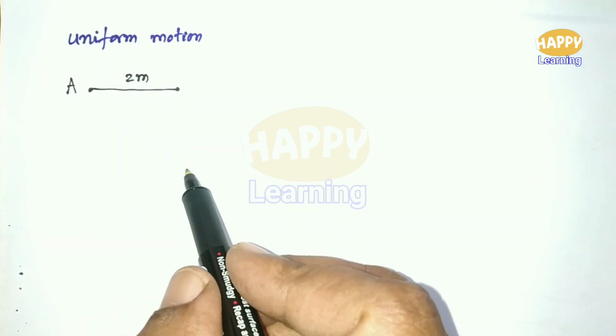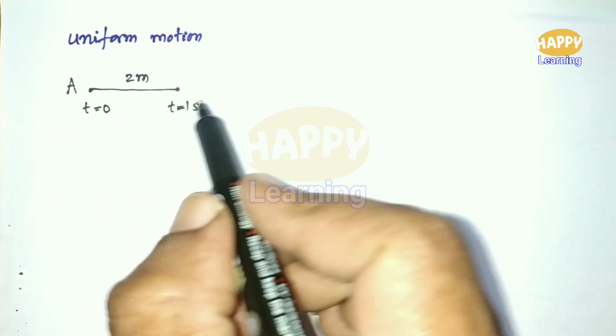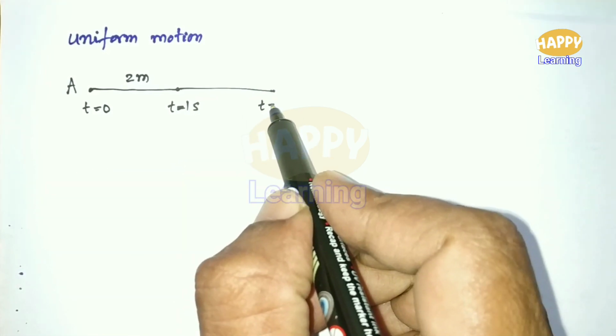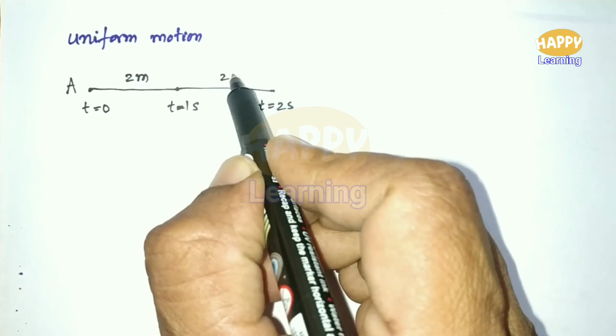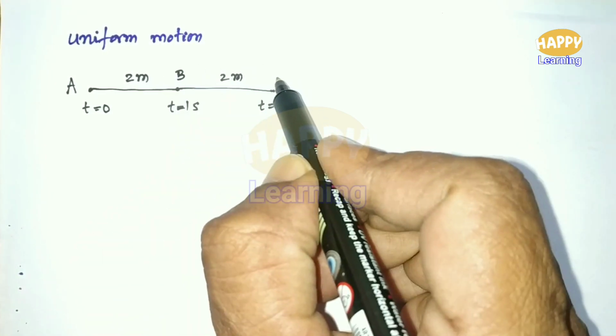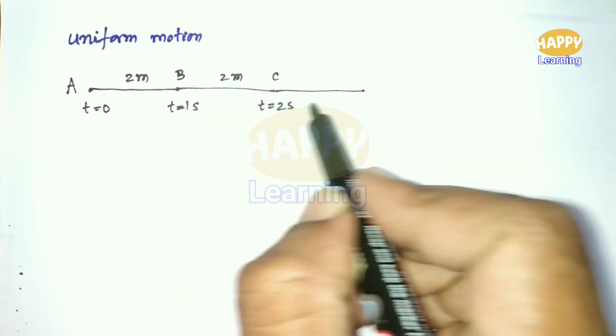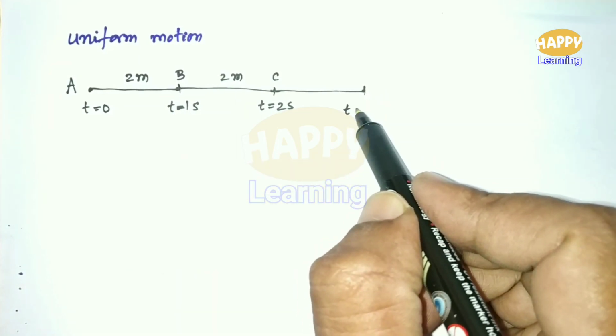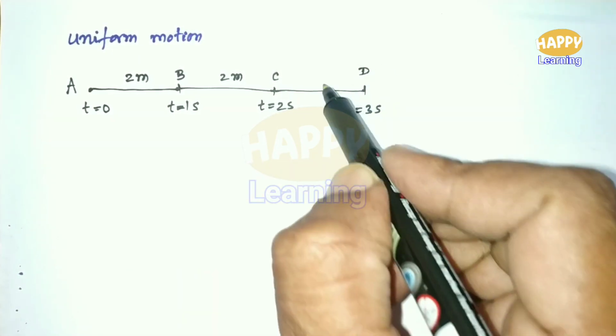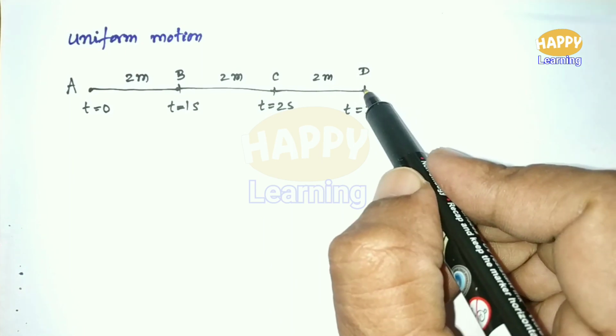Uniform motion. Suppose a person is walking from point A. He has covered 2 meters in 1 second. Here t is equal to 1 second. Here t equals 0. Then by the time t equals 2 seconds, he has covered another 2 meters. Let this point be B, this point be C, and by the time t equals 3 seconds, he has reached D. This is again 2 meters.